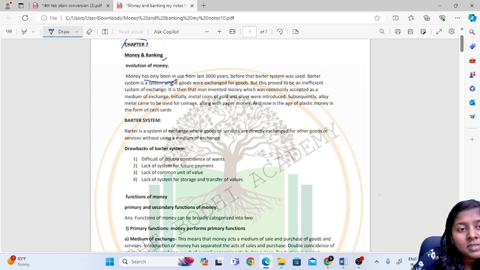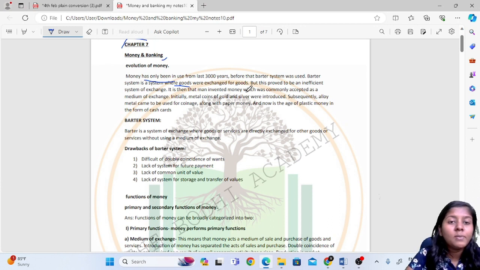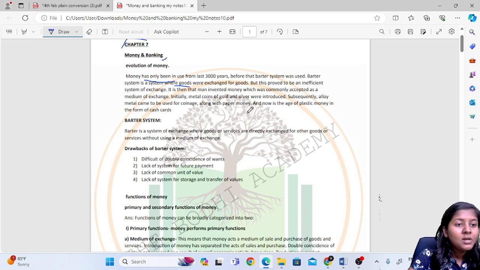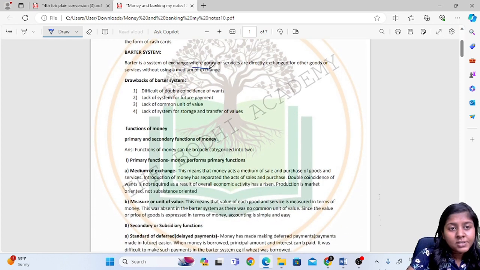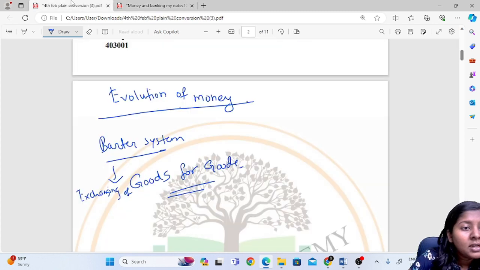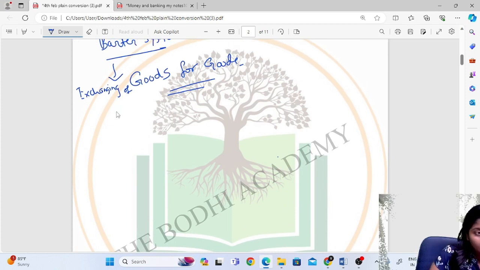The barter system is a system where goods were exchanged for goods, but this proved to be an inefficient system of exchange, and it is then that man invented money, which was commonly accepted as a medium of exchange. So the barter system is an exchange where goods or services are directly exchanged for other goods or services without using a medium of exchange. There are a lot of drawbacks of the barter system. We'll be studying the different drawbacks of the barter system.